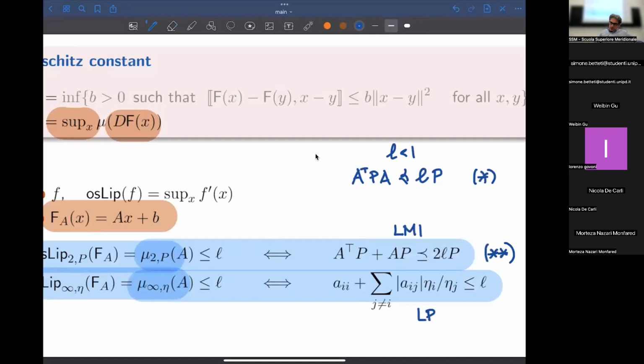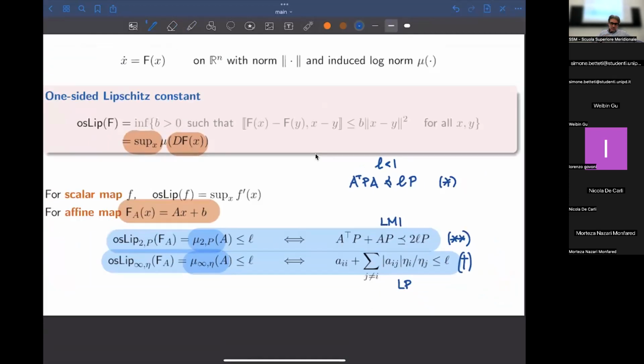These other equations here, this dagger equation, does not have a name. It's just a linear program, a linear inequality, telling you when it is true that the matrix A has induced gain less than L.